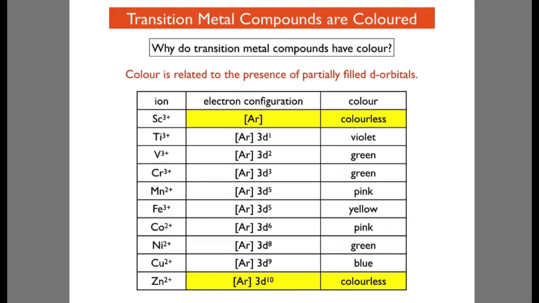So why do transition metal compounds have these colours? Well, the colour is related to the presence of partially filled d orbitals. If you have a look down there, you can see almost a rainbow on the right hand side from violet, green, pink, yellow, green and blue. And you can see we're going from scandium to titanium, vanadium, chromium, manganese, iron, cobalt, nickel, copper and zinc, going right along there with a full range of colour.